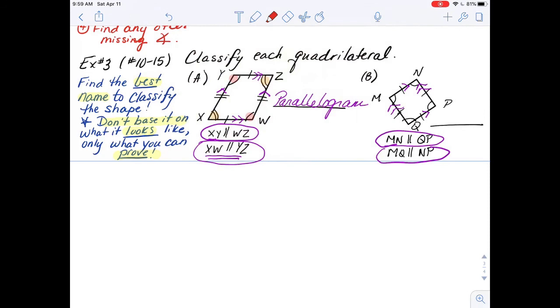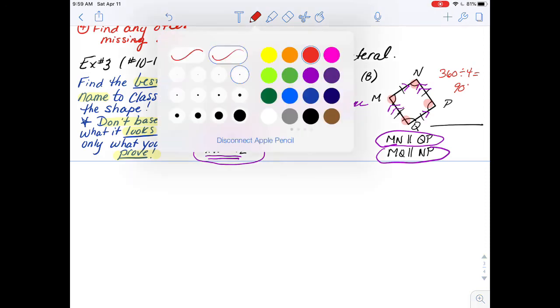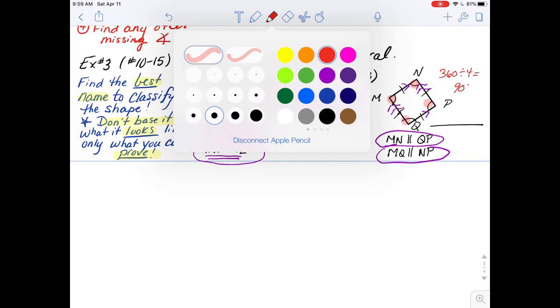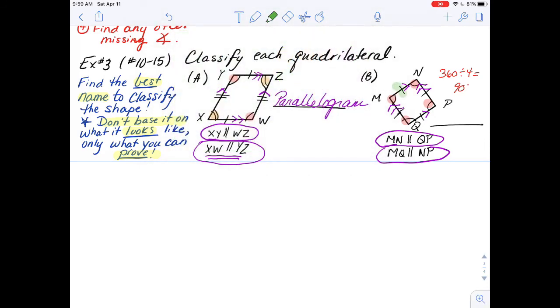Now let's go ahead and look at those angles. They are all exactly the same. So if they're all exactly the same, 360 inside divided by 4 means they're all 90 degrees. So this so far is a rectangle. Now, a rhombus means that every side has to be the same. Well, I only see 1 hash mark on every side, which means every side actually is congruent.